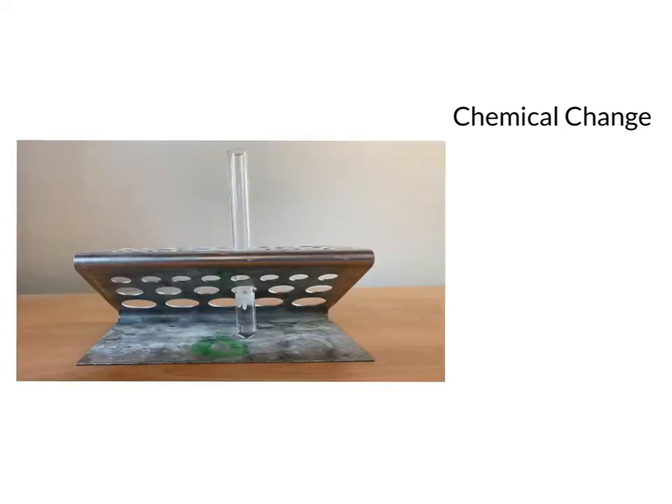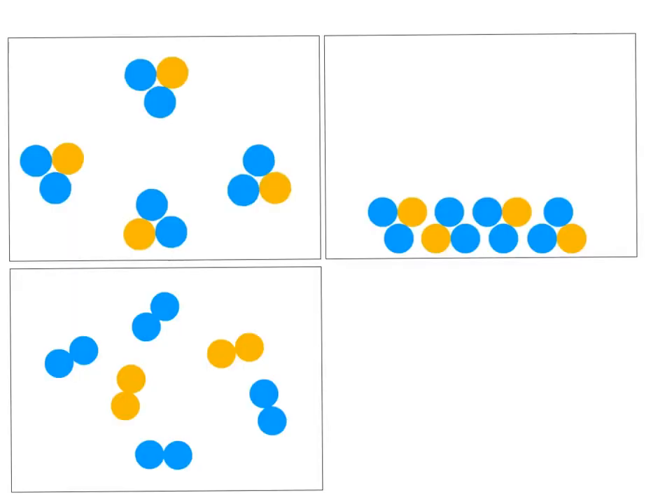Let's prove that it's hydrogen that's been made. In summary, in a chemical change, new substances are made, they're irreversible, and the particles break apart and recombine in different ways. Let's look at what happens to the particles in chemical and physical changes.